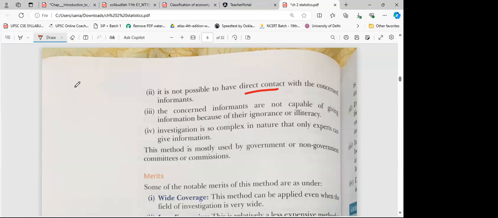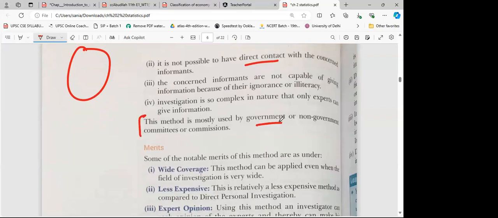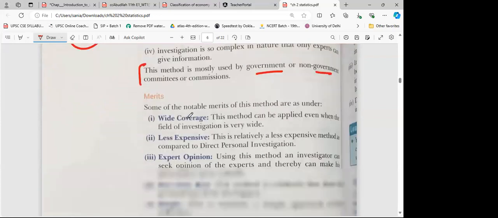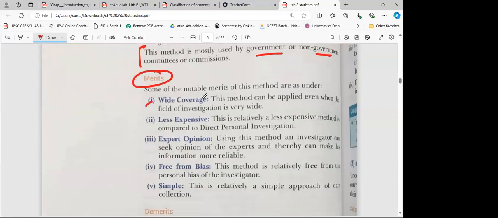For example, you need the literacy rate of this. You cannot go to each and every person and ask whether you are literate or not, right? So in this case, you need an organization like the census of India that can give you the information related to the literacy rate in that particular state. So this method is basically used by the government and non-government committees or commissions. Now coming to merits: wide coverage, less expensive. You get the expert opinion because usually we ask experts about this. Free from bias. For example, I give you the data in this particular domain, 90% people are educated. So what's my biasness over there? And it's very simple. Go to a particular person, collect the data, get back.